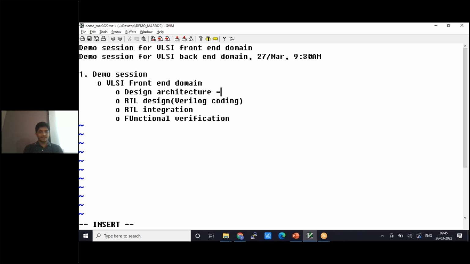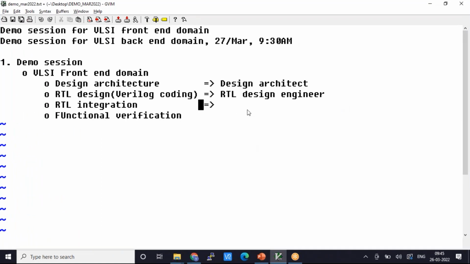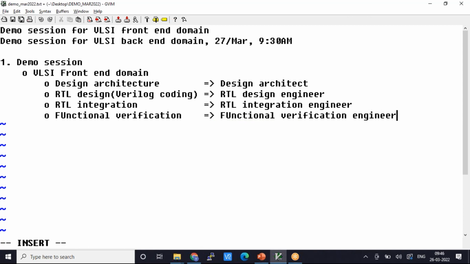So the person who does design architecture is called as design architect. The person who does RTL design is called as what? Can you tell me what do you think it will be called? It will be called as RTL design engineer. Tell me what this person will be called as. This guy will be called as RTL integration engineer. And this person will be called as what? Just add engineer in the end, right? Functional verification engineer.